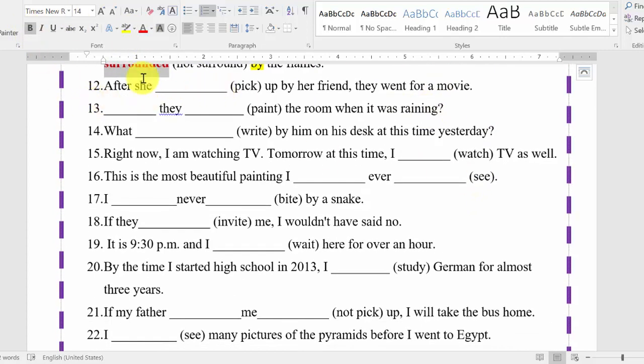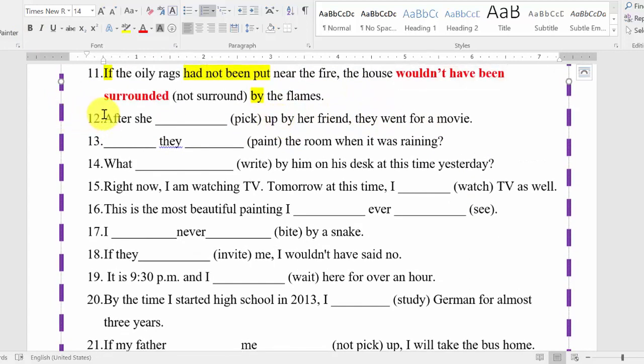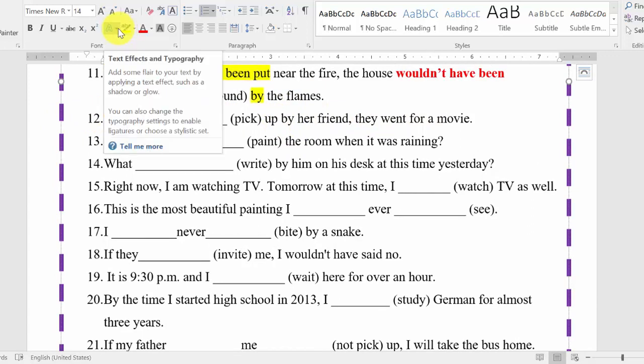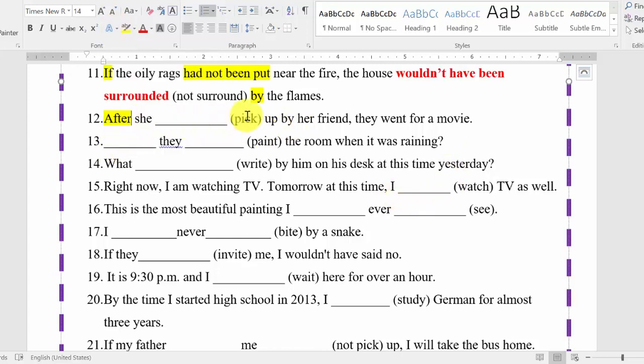Next one, 12. After she was picked up by her friend, they went for a movie. So your first keyword should be after. After shows you that there are more than one action. There's a sequence of actions. One happened first before another. By her friend, they went for a movie. Your keyword here is when.